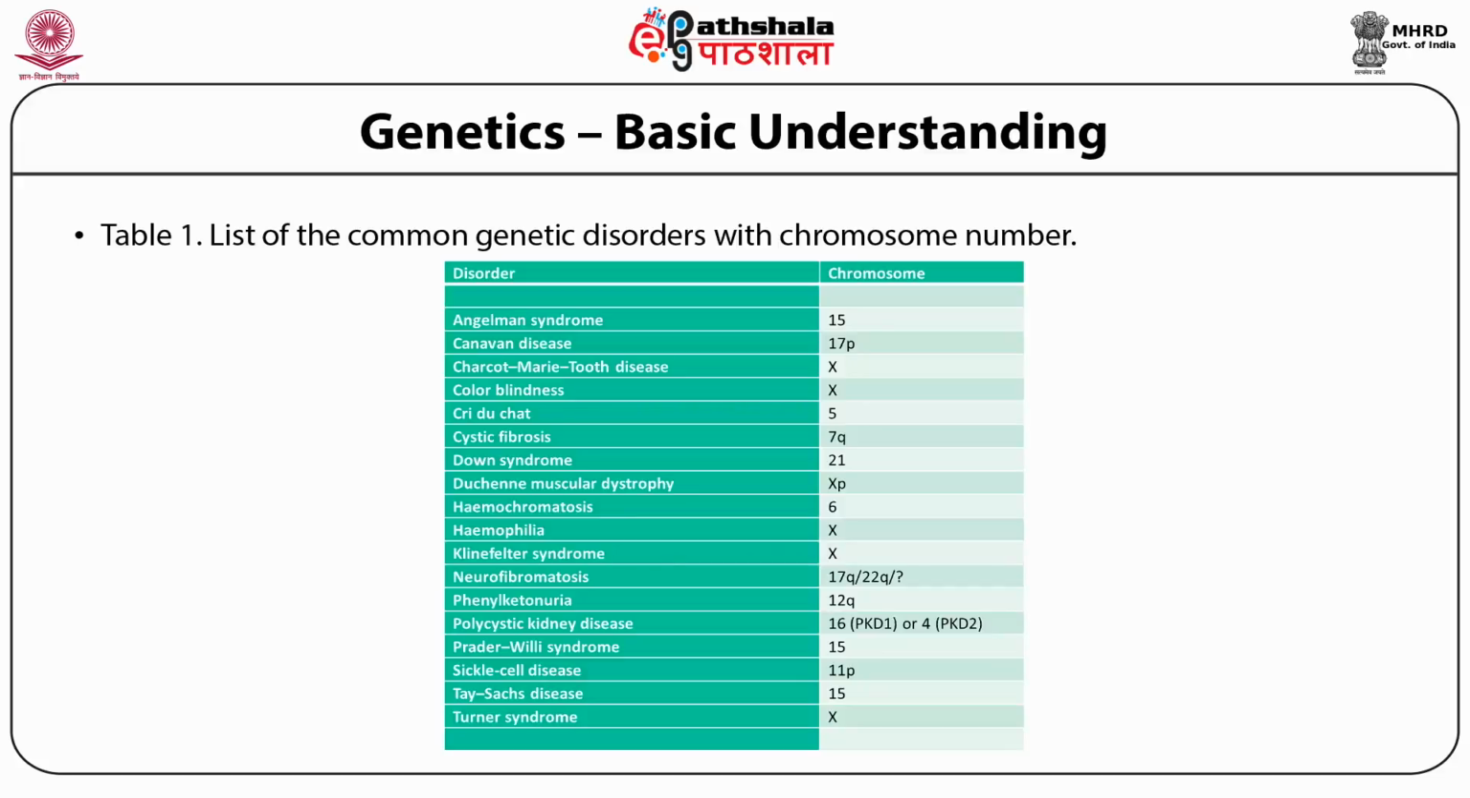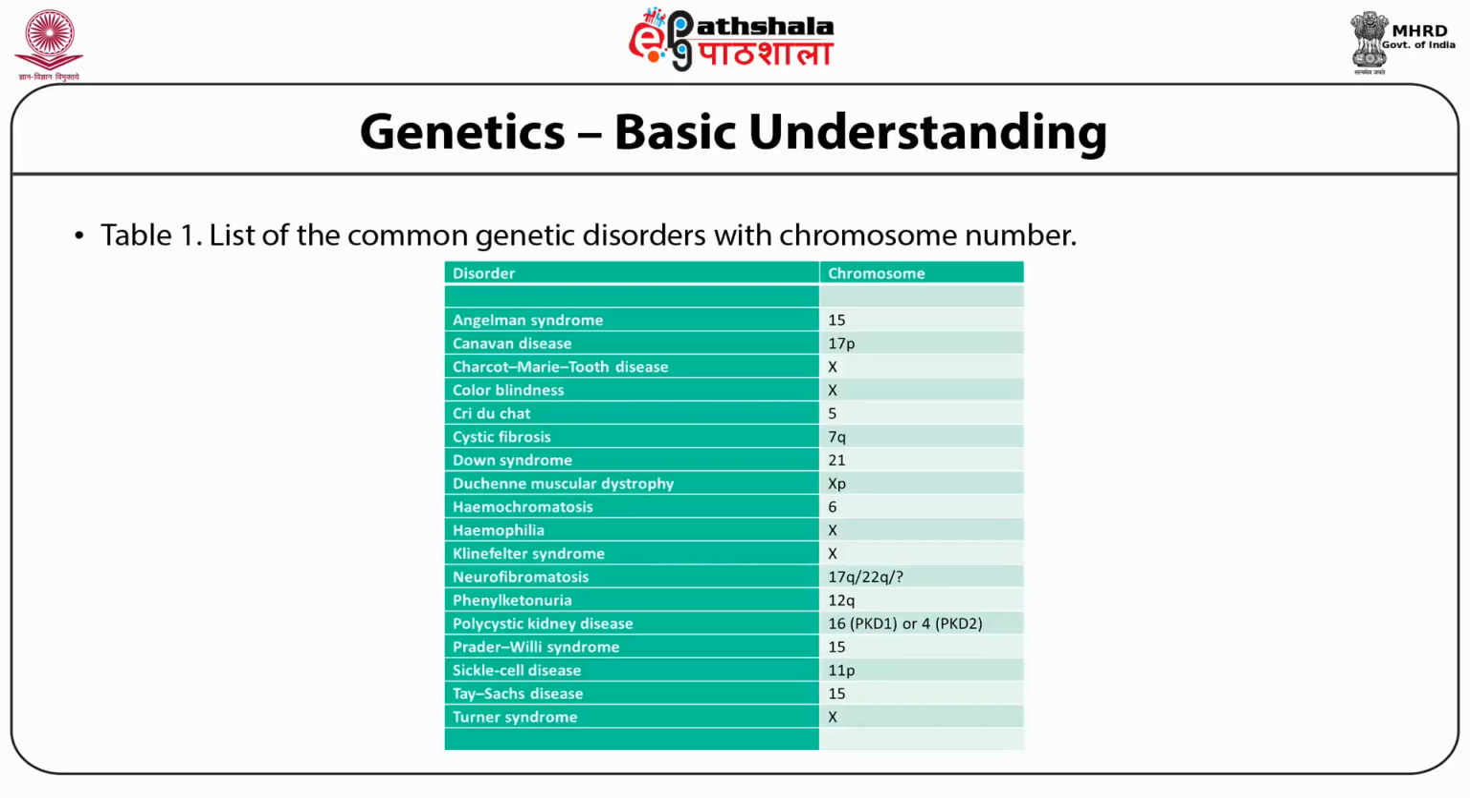The second is Canavan disease, that is on 17p. Then we have Cri-du-Chat, that is on chromosome number 5. Then cystic fibrosis, that is on chromosome 7q. Then we have Down syndrome, that is chromosome 21. Then we have hemophilia, that is on the X chromosome.